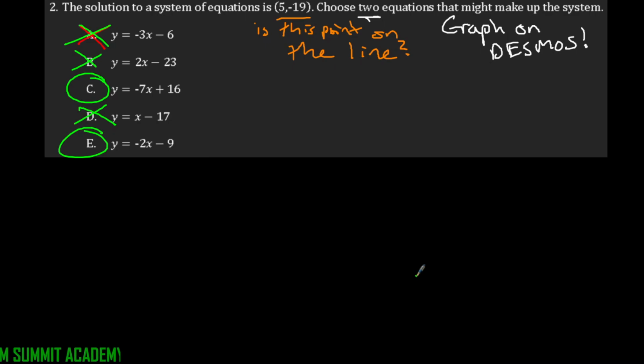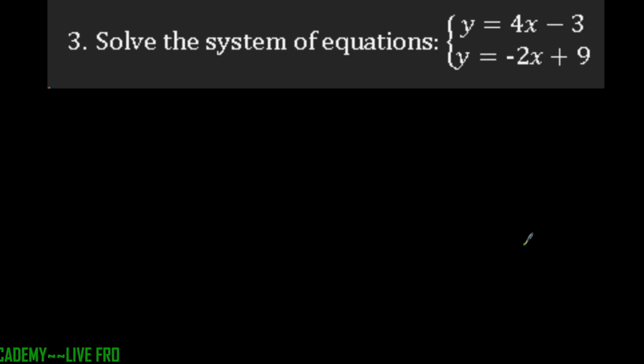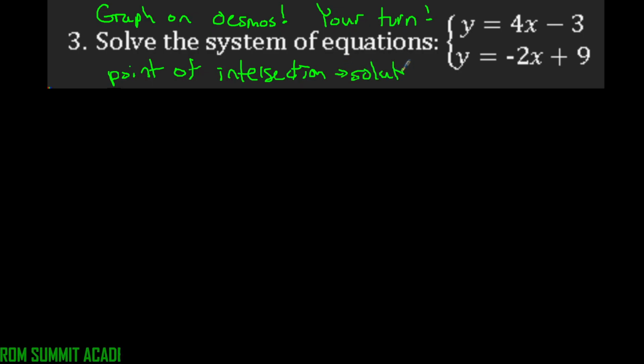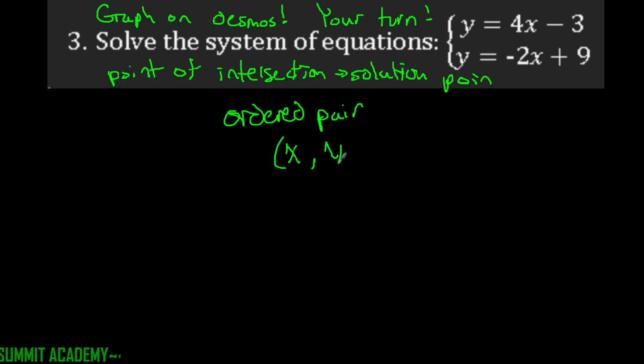All right. So on the next part, solve system equations. So this is real simple. Graph, still same idea. I'm going to say graph on Desmos. So this will be your turn. Again, give me a solution, or let me say point of intersection. Point of intersection is solution point. Again, remember, it should be an ordered pair, an x value and a y value. So make sure you give me those two things for both number 3 and number 4.